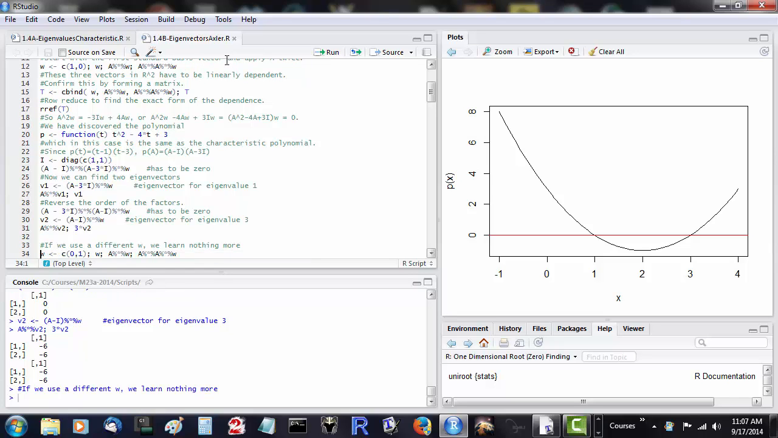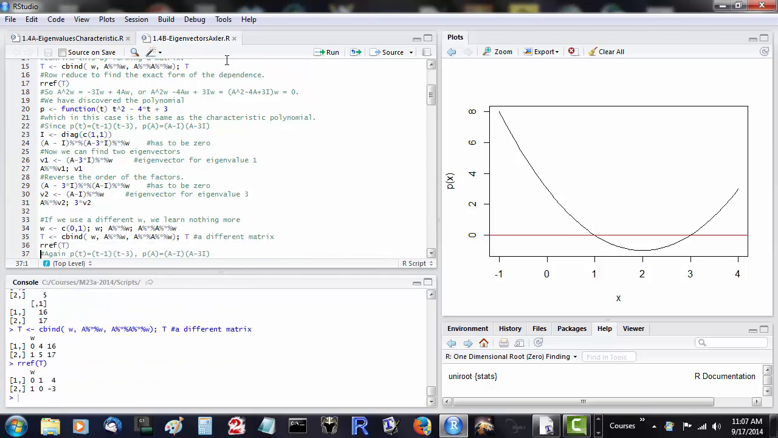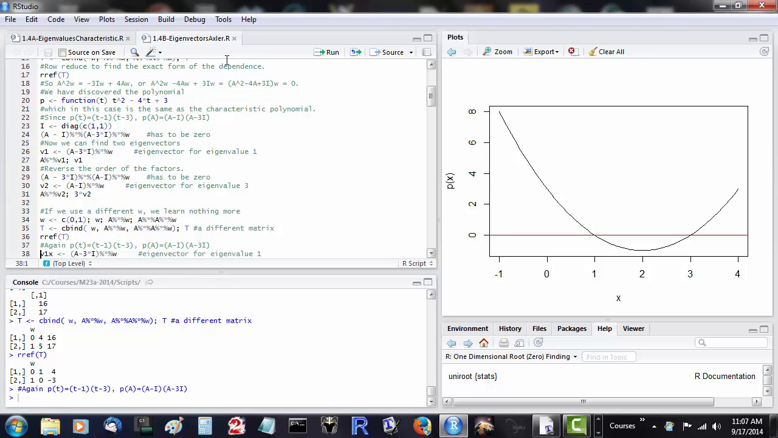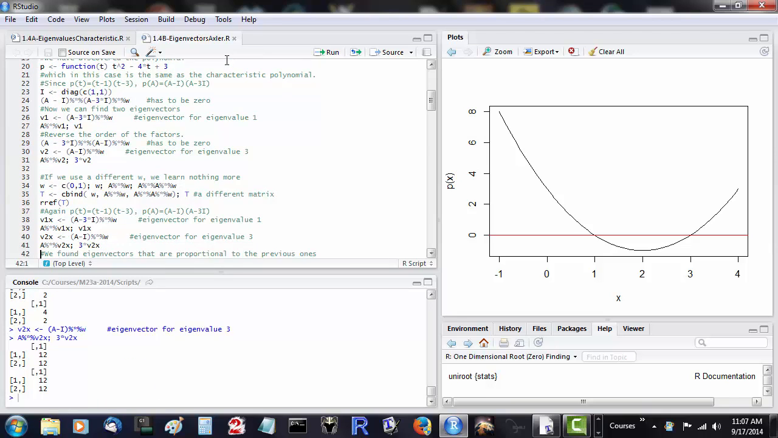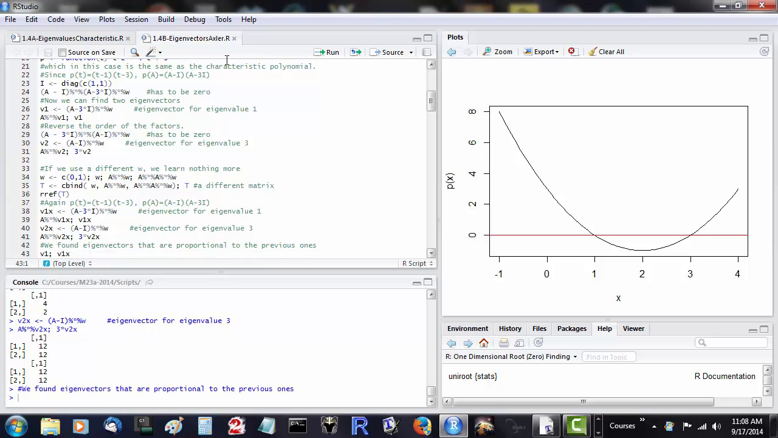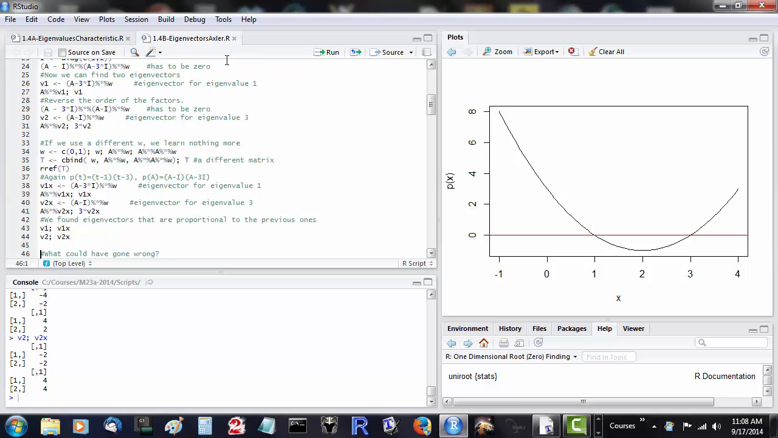We can try using a different W, like the second standard basis vector. The process goes through exactly the same way. We get exactly the same polynomial. We construct a pair of eigenvectors by exactly the same technique and confirm that they are indeed eigenvectors. We didn't find exactly the same eigenvectors, but we found ones that were proportional to the ones we already knew about. For example, when I compare V1 and V1x, I discover they differ by an overall sign. And when I compare V2 and V2x, I discover that I get one from the other by multiplying by negative 2.